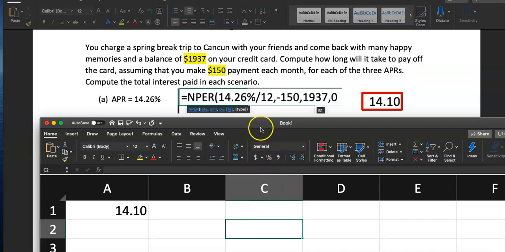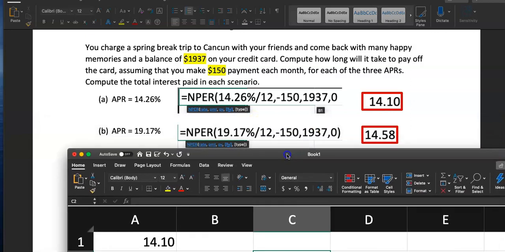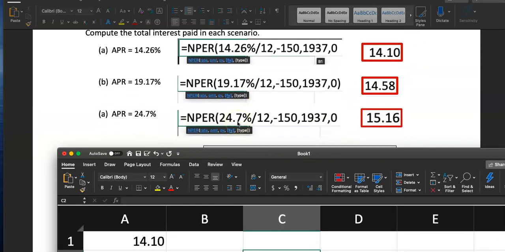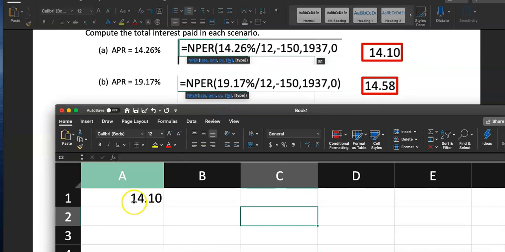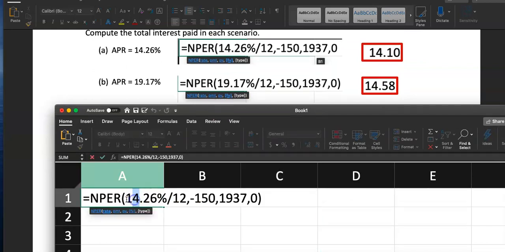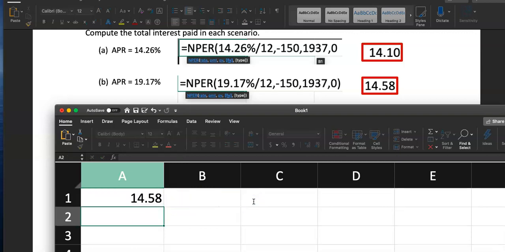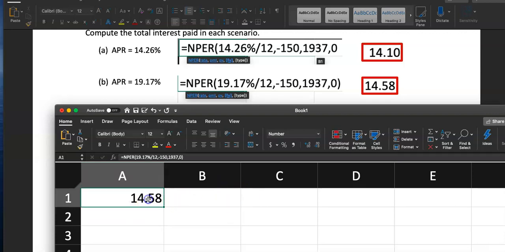Now, let's look at the second one together. The second one is, well, slightly higher APR, 19.17%, right? So I keep everything the same, but just going to change the APR to 19.17%, and everything else will stay the same. We're still making monthly payments, the amount of $150, starting with $19.37, we want to go to 0. So the number of required payment is 14.58. That's how I got that number.